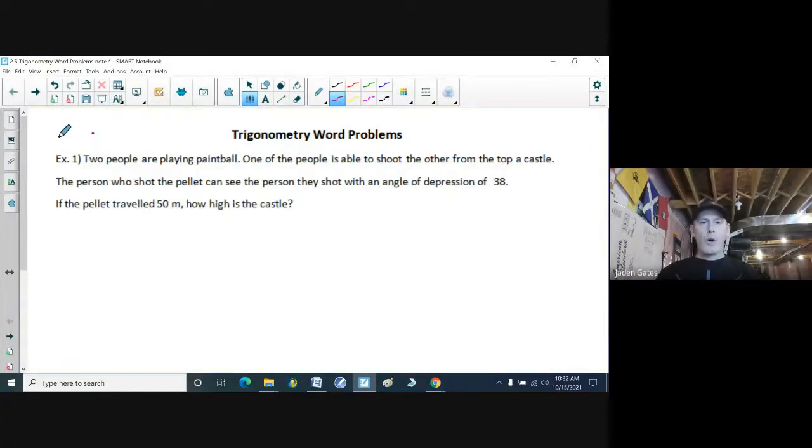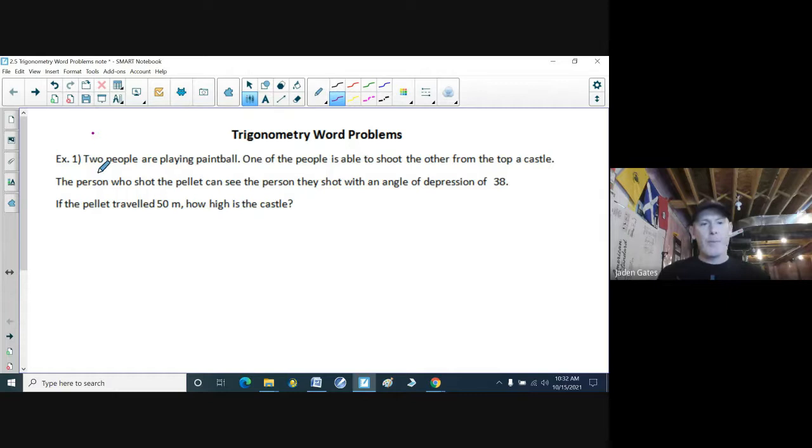All right, so up next, what we're looking at is trigonometry word problems. The only difference here that we're going to look at is a couple of things. Number one, we don't have a picture, which is always a problem. And number two, we're going to look at some of the words that you might encounter and what they mean.